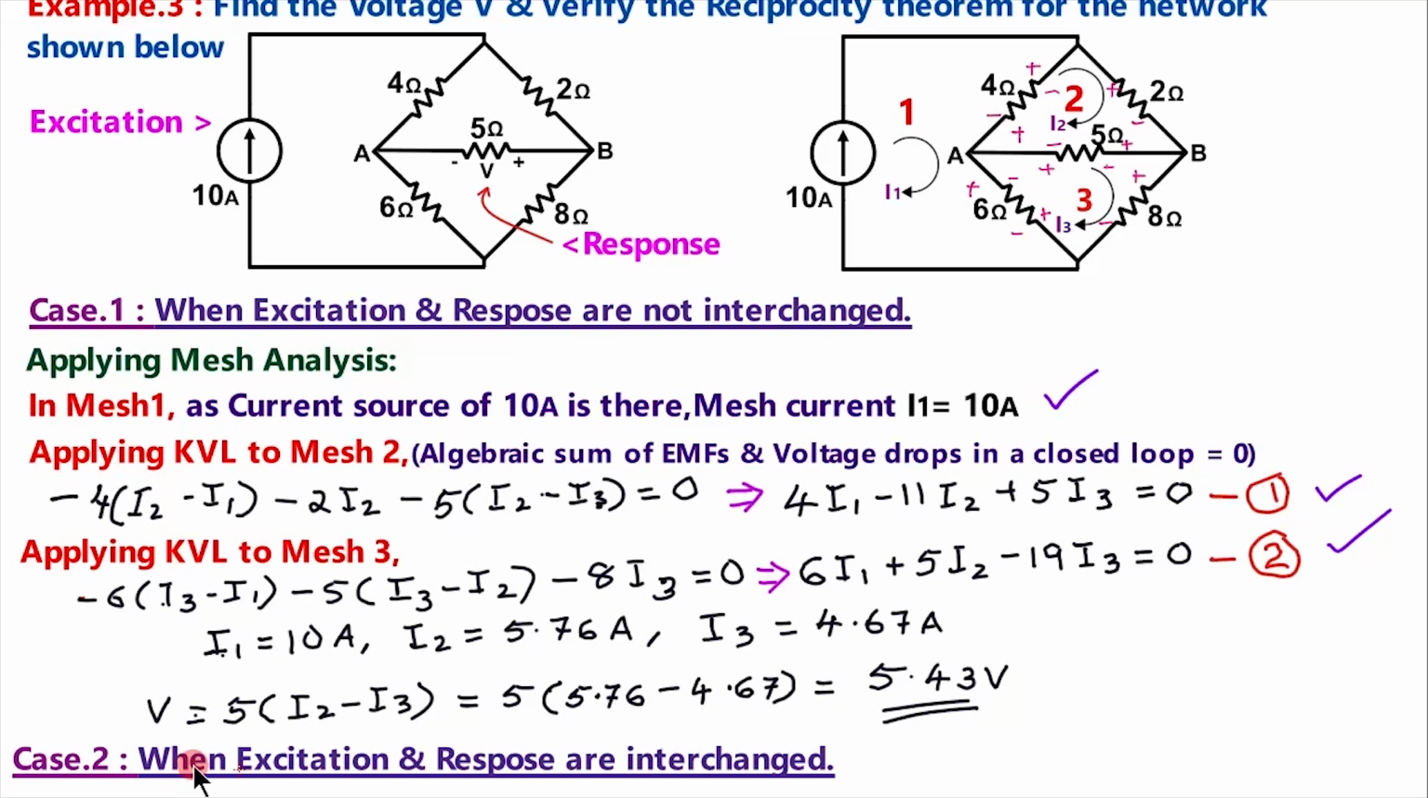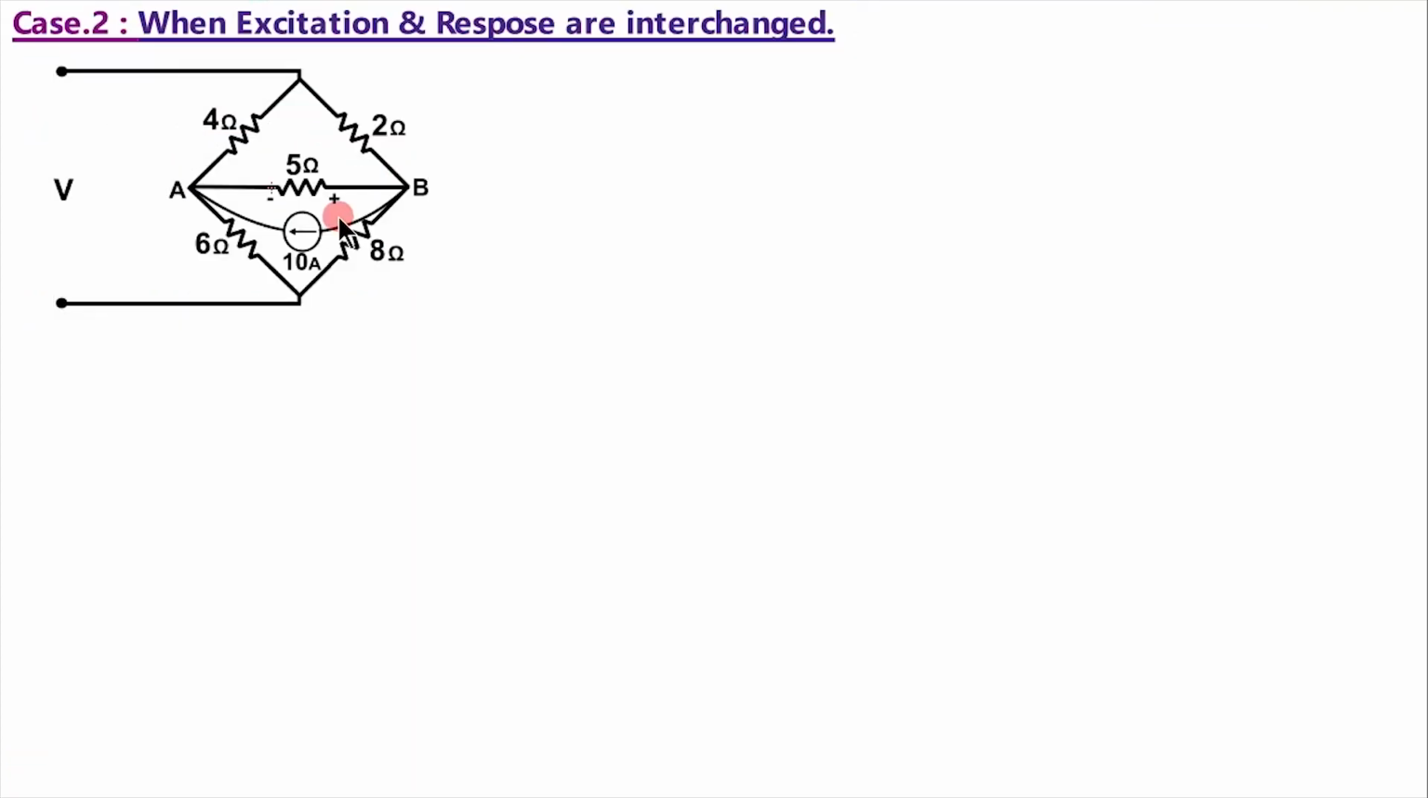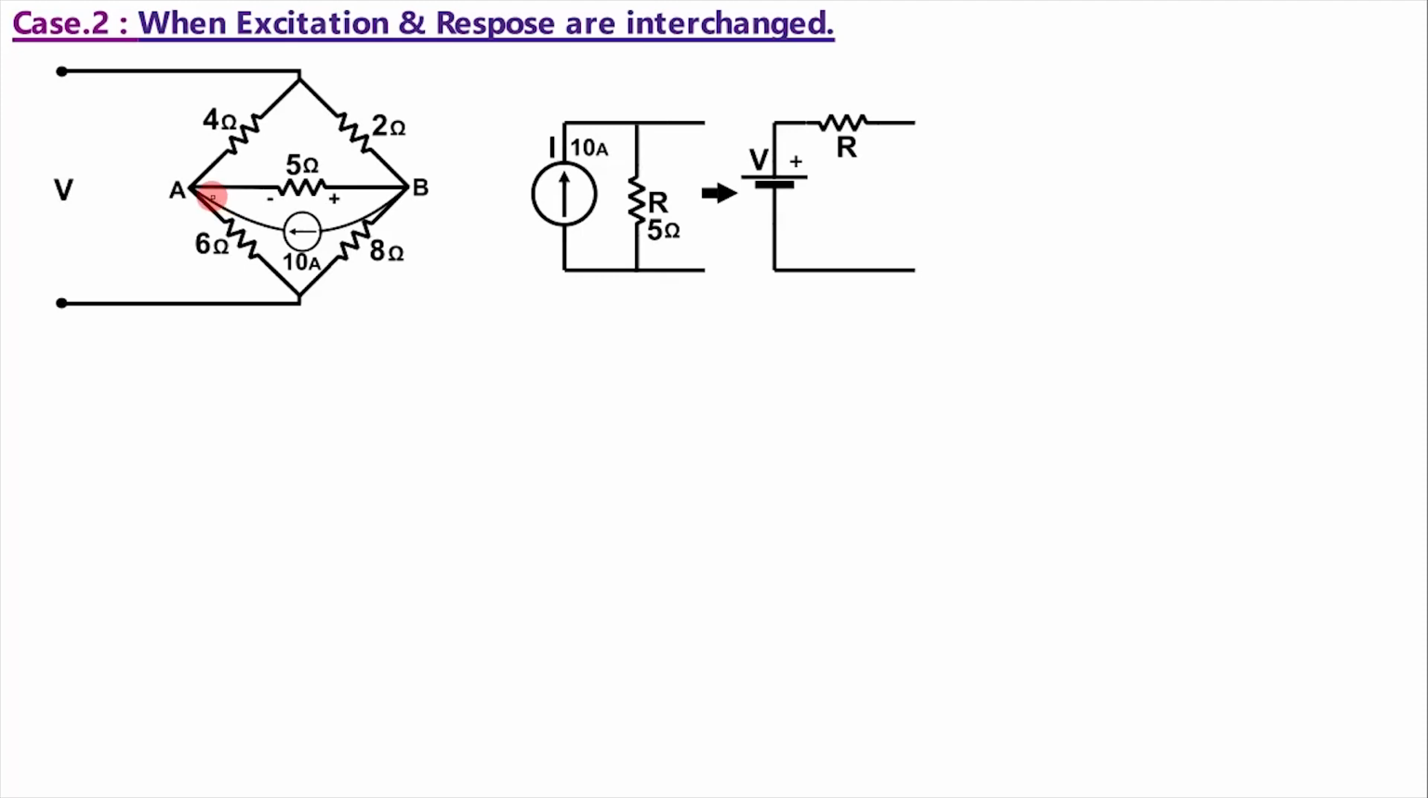In the next case, we will change the excitation and response. That is case 2, when this excitation and response are interchanged. Now this 10 ampere current will come here and we have to find the voltage coming here. When these are interchanged, the figure becomes like this. See that the 10 ampere current came here and the voltage which was earlier here has gone to this place. That is, excitation came here and voltage has gone to this place.